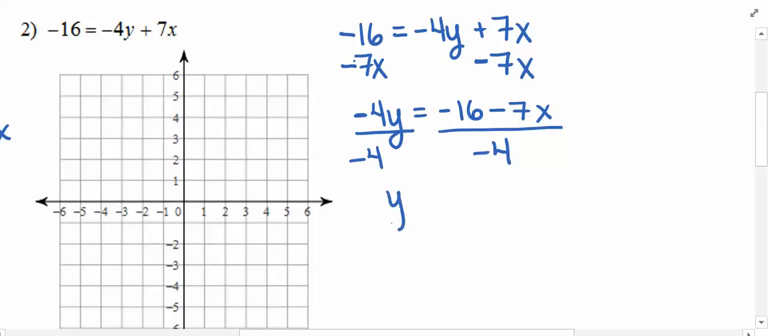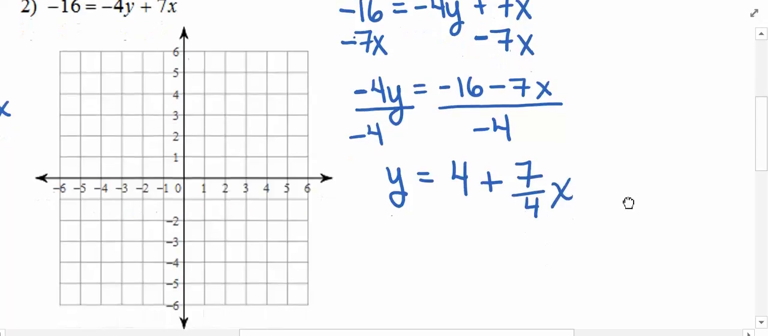So y is going to equal, now negative 16 divided by negative 4 is 4. Negative 7 over negative 4 can't be reduced, but we can change it. We know a negative over negative is a positive. So I'm going to say positive 7 over 4x. Alright, so now I can go ahead and graph it.